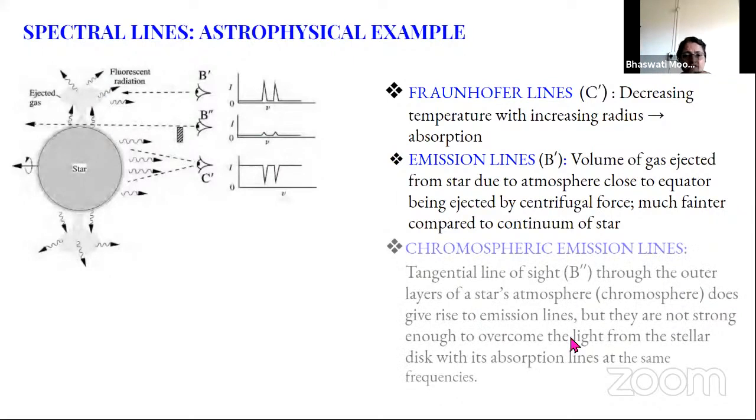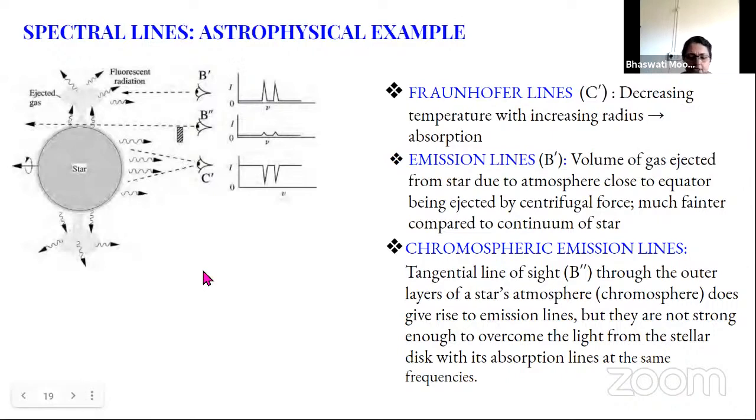It's also possible to see another along the line of sight, which is for the chromospheric emission lines. I will leave this on for some time. You can take a look at it later. I won't go into the details.